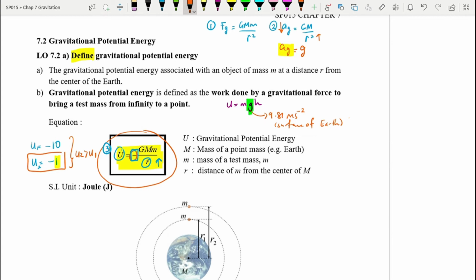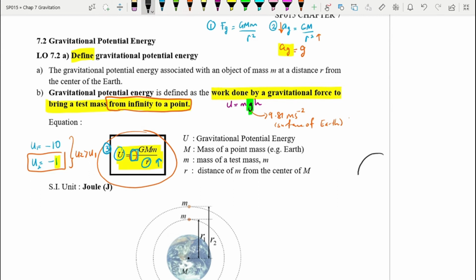Okay, so formula ini juga, negative GMm over R ini sebenarnya equal to work done by gravitational force to bring any test mass from infinity to a point. Okay, yang ni pun ada juga saya explain macam mana boleh datangnya formula, macam mana formula ini represent work done to bring an object from infinity to a point.